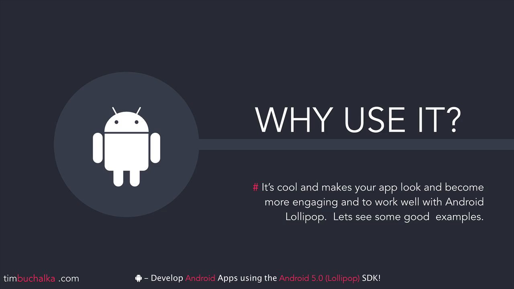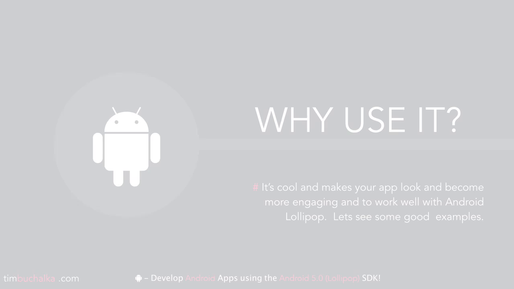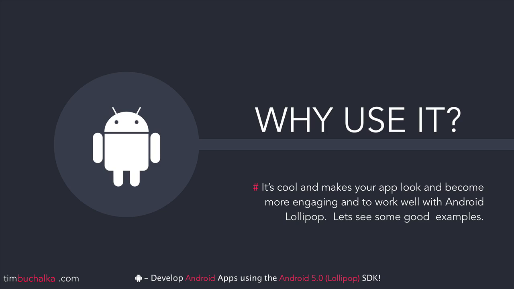Why would we bother using material design? Well, it's very cool and makes your app look and become more engaging. And obviously, if you're using material design, your apps are going to be more blended in and work better with Android Lollipop. So let's check out a couple of really cool apps, and you'll be able to do this whether you're running Android Lollipop or not. If you're running Android Lollipop on your physical Android device, be sure to go check these out. But even if you're running an earlier version of Android, KitKat or Jelly Bean or something like that, still take the time to go and check these apps out.